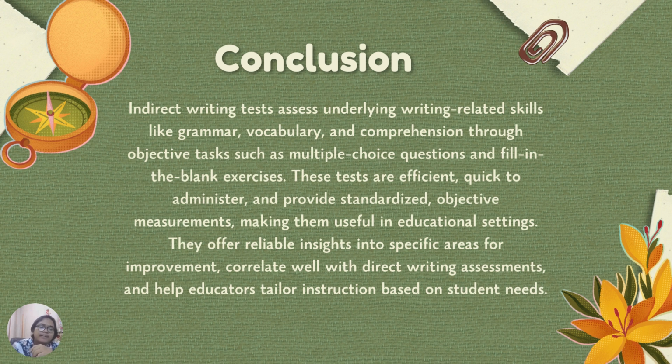So, the conclusion: indirect writing tests assess underlying writing related skills like grammar, vocabulary, and comprehension through objective tasks such as multiple choice questions and fill in the blanks exercises. These tests are efficient, quick to administer, and provide standardized objective measurements, making them useful in educational settings. They also offer reliable insight into specific areas for improvement, correlate well with direct writing assessments, and help educators tailor instruction based on students' needs.